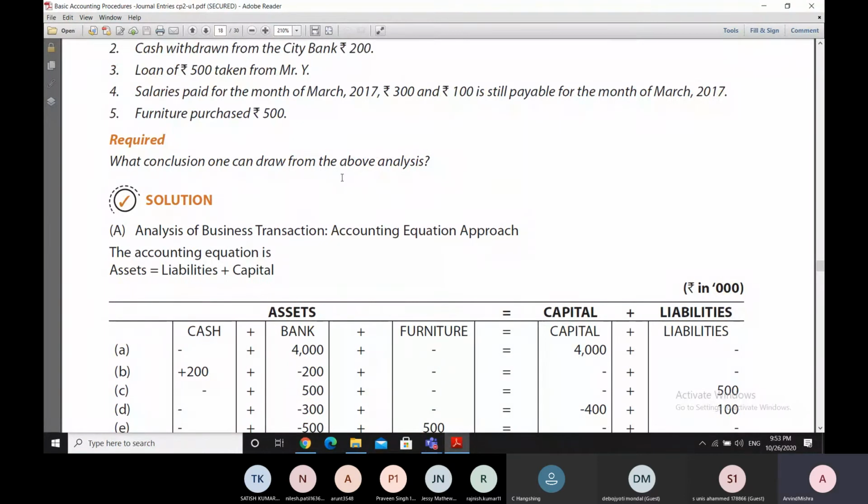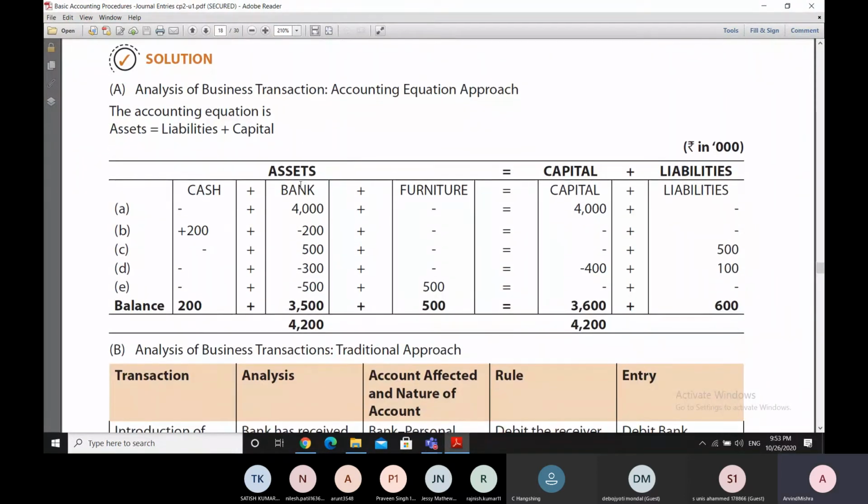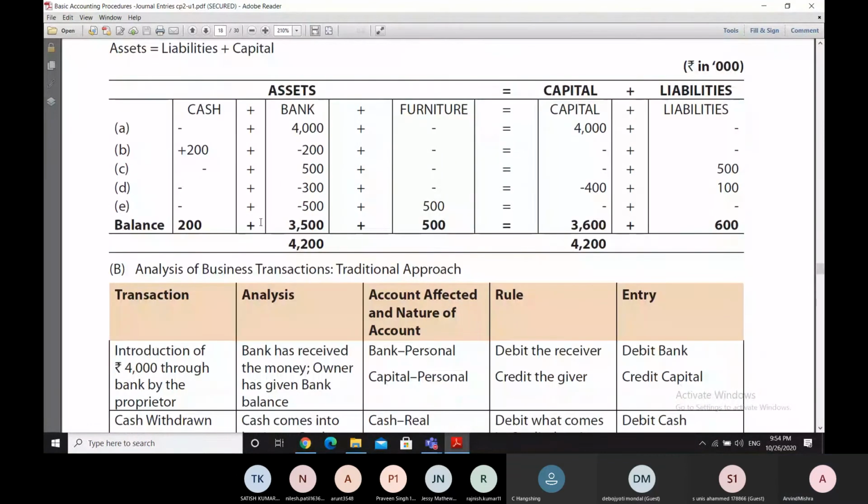Similarly, for the other three transactions, we can write down the effect, and we are writing plus and minus rather than writing separate columns. We can do that also, and that's how we come to the conclusion as to what we are going to do about that transaction. Because we know that whenever there is an increase in an asset, we debit the asset account, and whenever there is a decrease in the asset, we credit the asset account. Opposite is true for capital and liabilities.